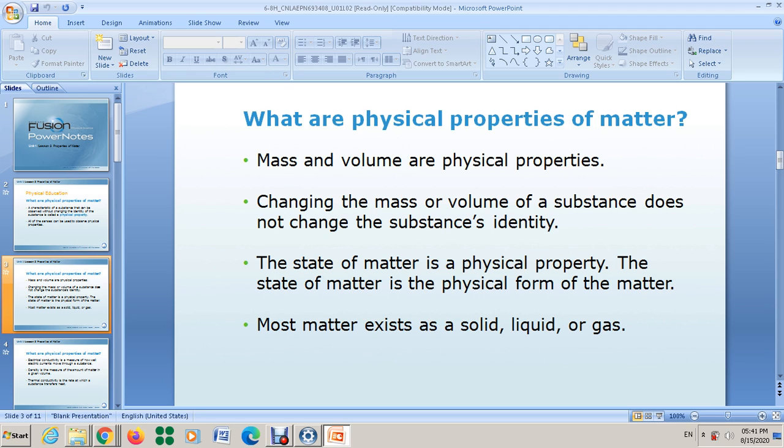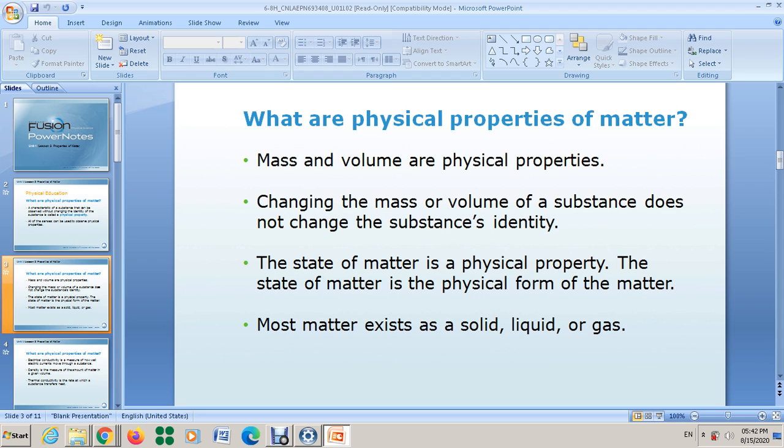Also here, if you look at this point, changing the mass or volume of a substance does not change the substance's identity. You have to notice that physical properties can be observed without changing the identity of a substance. For example, if you have a piece of gold, it will stay a piece of gold. All the properties of the gold will be the same, even if you cut it or make it smaller, right? So changing the mass or volume of a substance does not change the substance's identity.